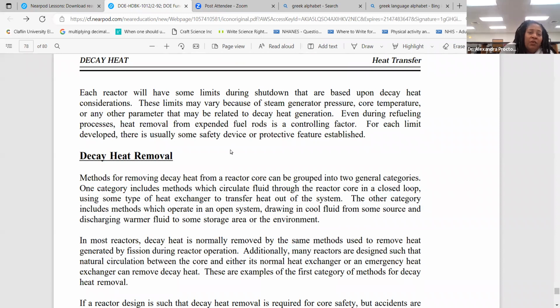Each reactor will have some limits during shutdown that are based on decay heat consideration. And these limits vary because of the steam generator pressure, the core temperature, and any parameter that may be related to decay heat generation. So even during the refueling process, heat removal from expended fuel rods is a controlling factor. And so for each limit developed, there is usually some safety device and protective feature that is established.